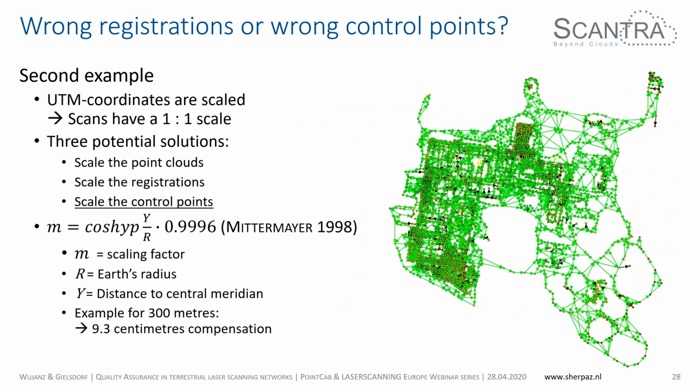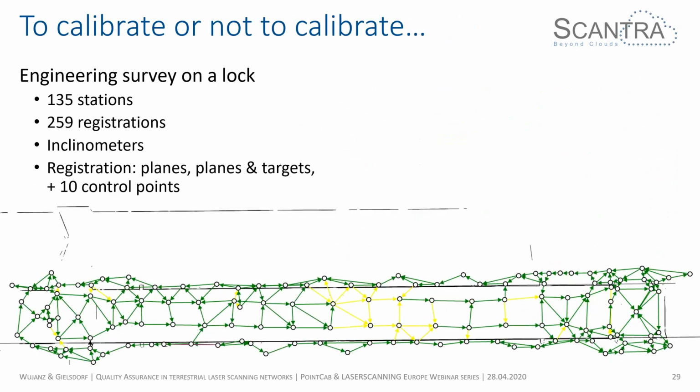So now we move on to a very unpleasant subject, which I just called "to calibrate or not to calibrate." This is actually a very small but very interesting project that another client had. 135 stations, 259 registrations in clinometers, and they also had tachymetric control points. Again, it's not a really complex structure. So usually we don't see these a lot.